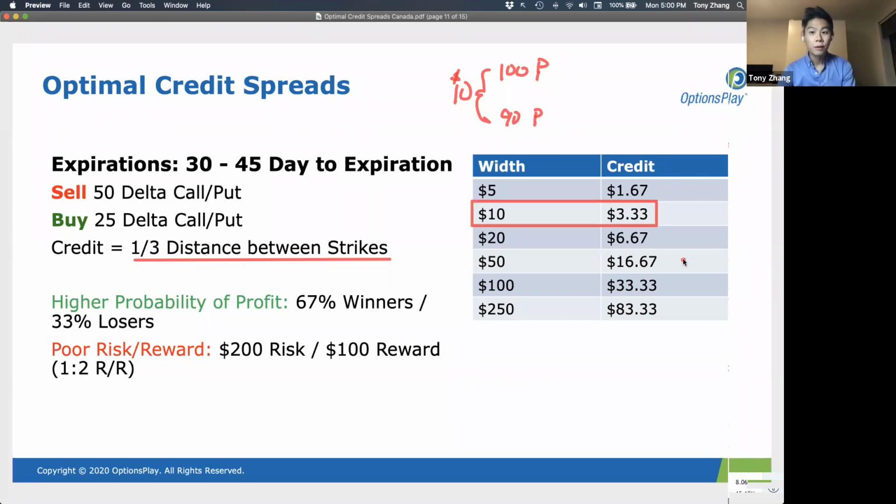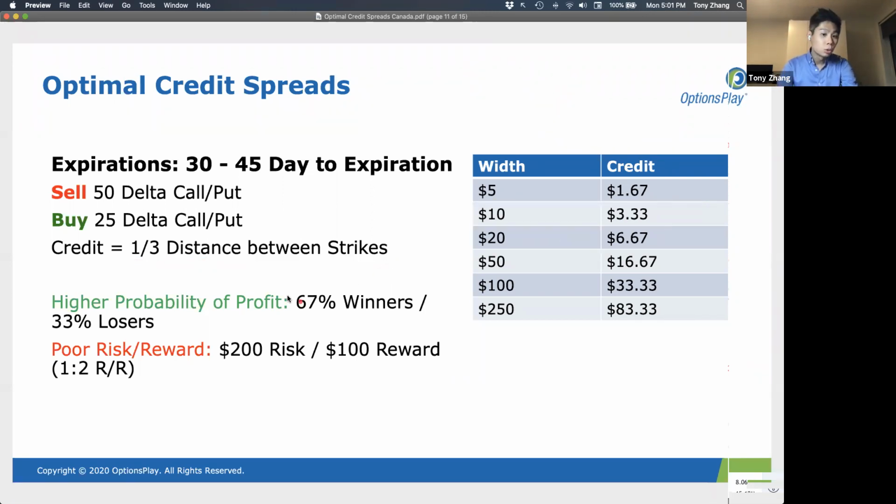Now, if you're able to find a credit spread that collects, let's say, $3.50 on a $10 wide credit spread, now what you found is a strategy that's better than optimal. Those are the ones that you want to seek, right? If you're able to collect more than 33% of the width, then you're collecting more than what the optimal credit spread typically has. And what that also means is that you're reducing the risk of the overall trade. That's what you're trying to select when you're selling these types of credit spreads.